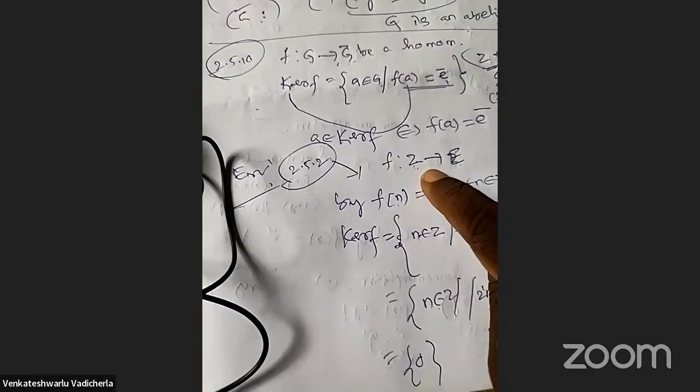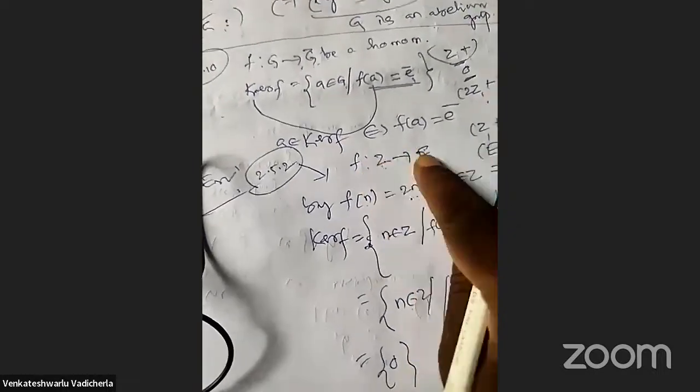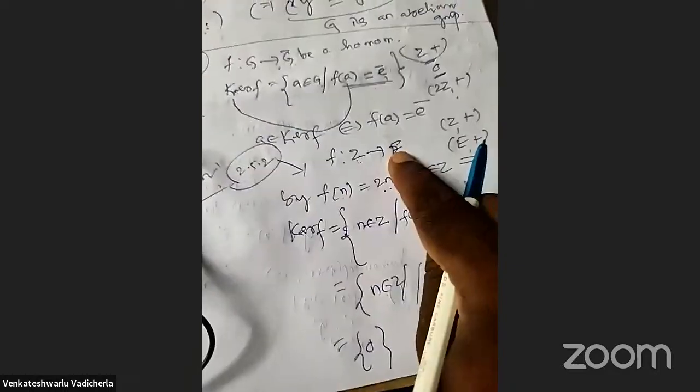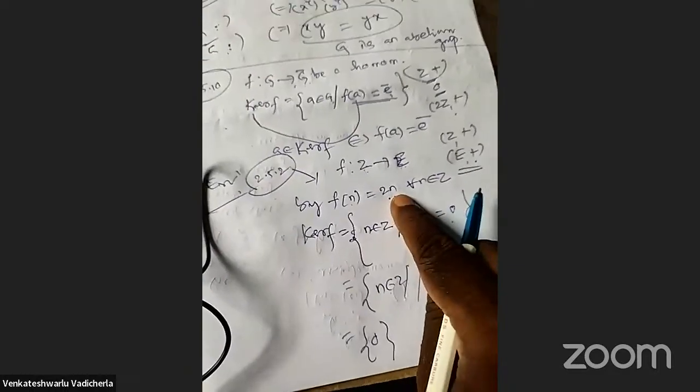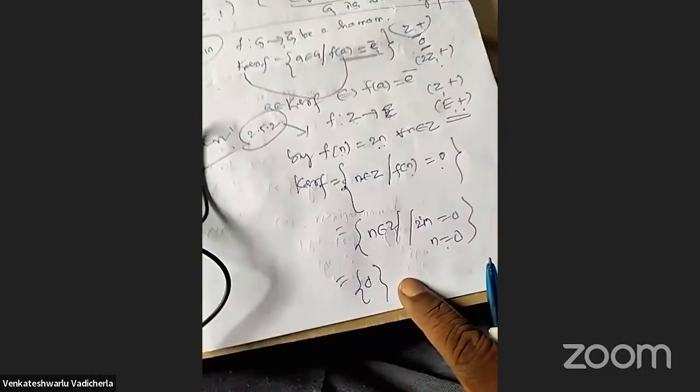Whenever the function f from Z to E, where Z is the integers and E is the even integers, is defined by 2n, this is a homomorphism. We can find its kernel f. What is the kernel of f? The singleton zero. That is the example I like for kernel f.